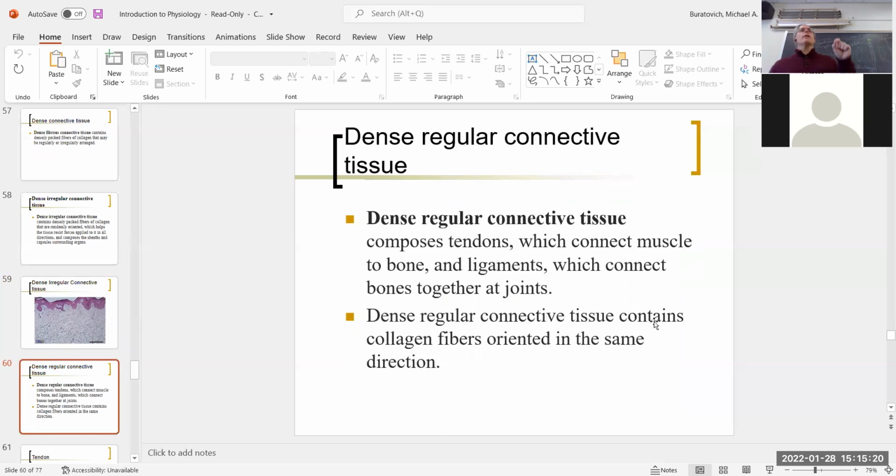Then you have dense regular connective tissue. Now, essentially, the collagen looks like a marching band, all standing at attention and going in the same direction. So this is what you'll see at bone and muscle. So bone to bone, muscle to bone, so on and so forth. So your tendons, muscle to bone, ligaments, bone to bone. And they are meant essentially to resist forces in particular directions.